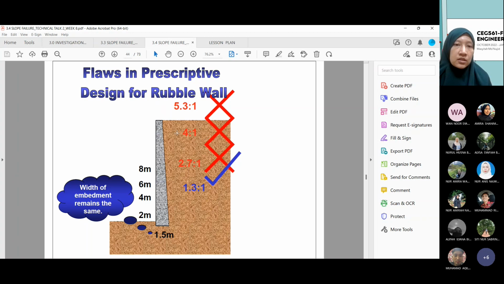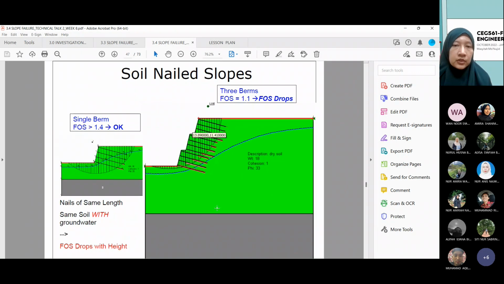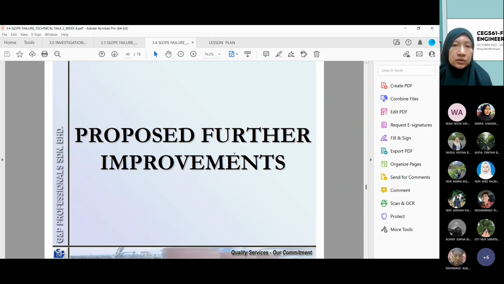Okay, this is also suggested to you if you construct slope protection using a rubble wall. So what is the best height recommendation and the width of the embankment? Also, in this one, you can see that the width of the embankment remains the same and the dimensions of the wall will be changed according to the depth of the soil. So you can see that by proposing at which depth of the soil, it can produce a safe construction design. Okay, this is the remedial work using soil nails.